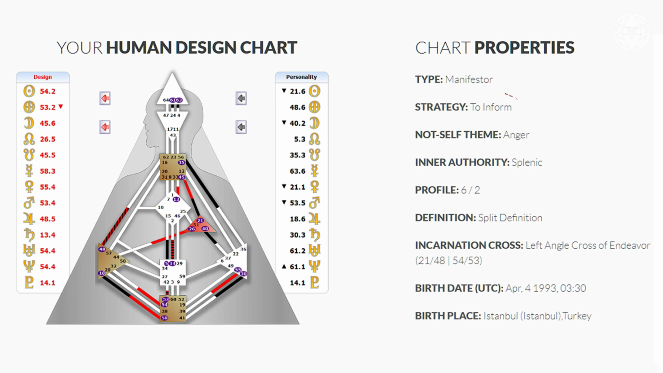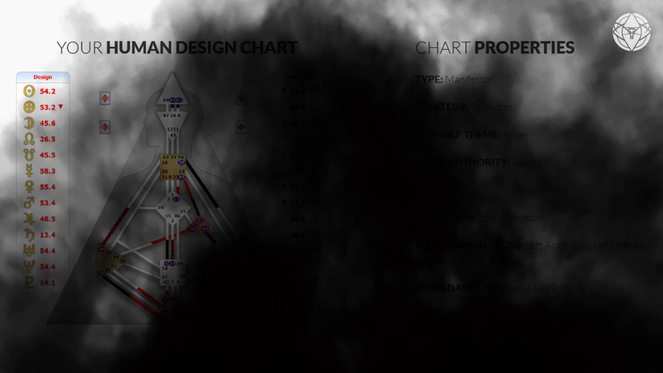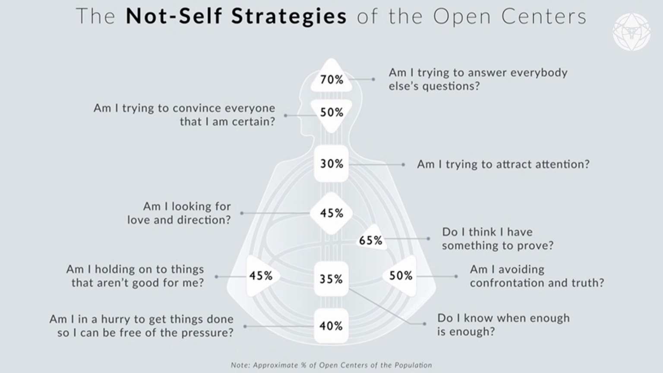Strategy, this part determines a short and concise strategy for us, based entirely on the characteristics of our own type. I am a manifestor and my strategy is to inform. Now you know your type according to human design.